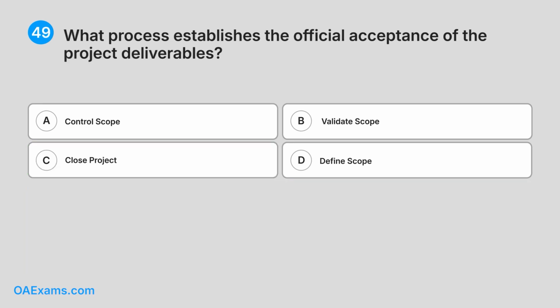49. What process establishes the official acceptance of the project deliverables? A. Control scope. B. Validate scope. C. Close project. D. Define scope. What do you think is the answer?